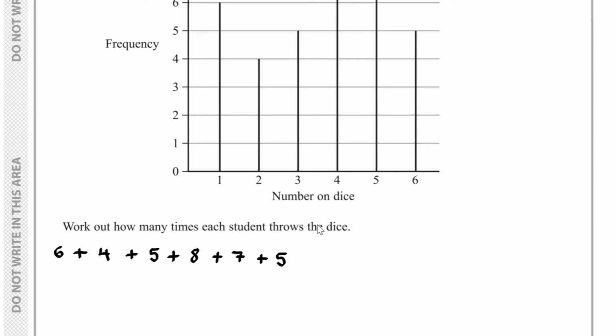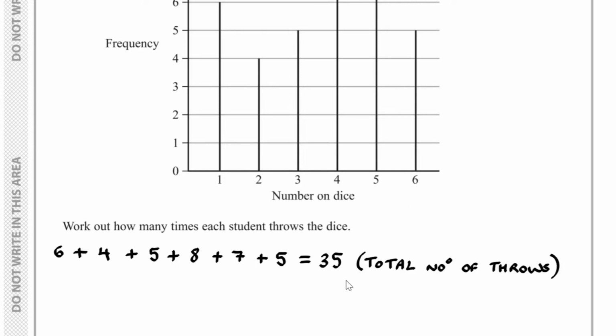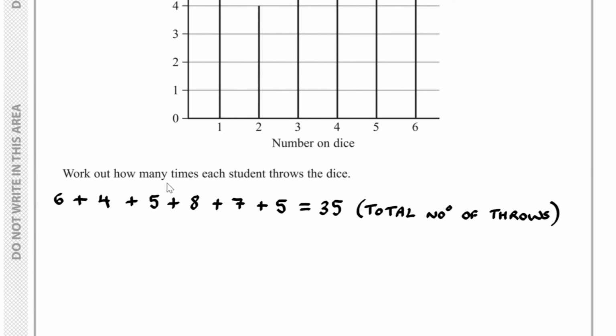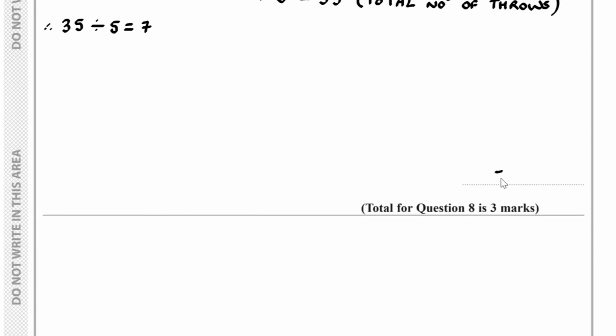And so if we add all this together, we have 35. And this 35 is the total number of throws. And we know that there are 5 students, so to work out how many times each student throws the dice, we have 35 divided by 5, which is 7. So we've got 7.